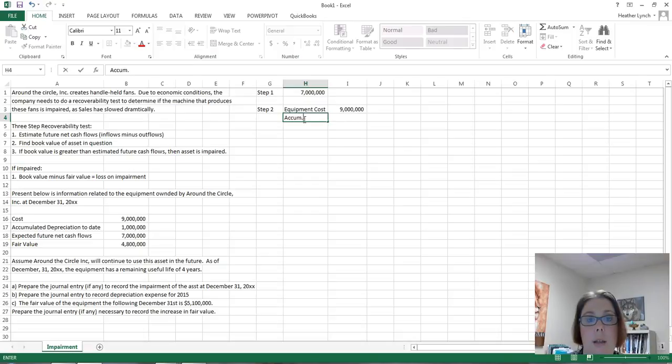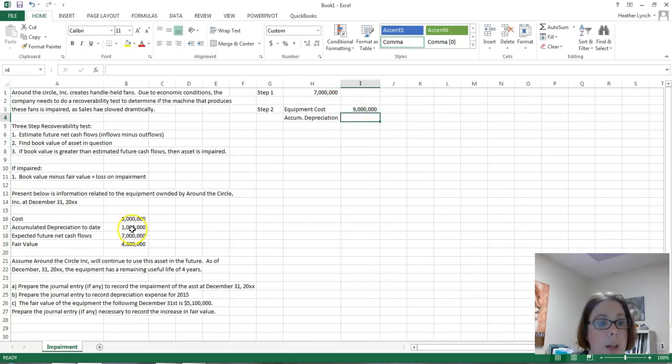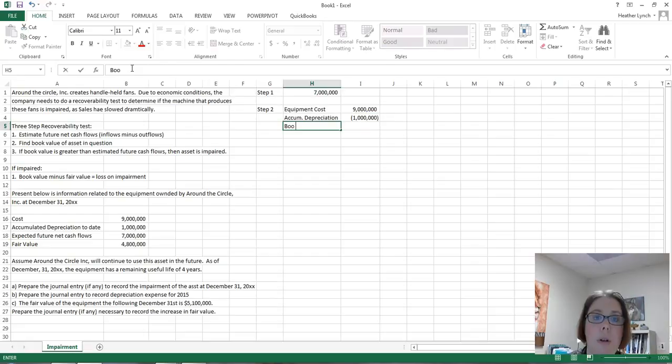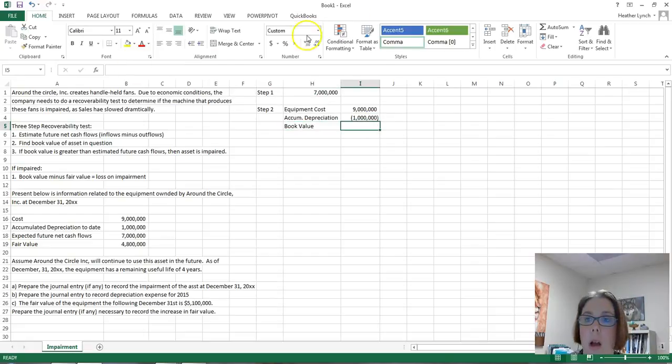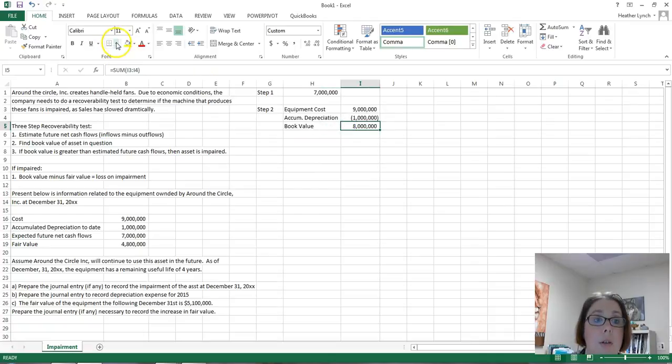Accumulated depreciation, I'm going to abbreviate just a little bit there, that they told us was $1 million. Okay, so our book value on this asset, let's add those together, is $8 million.